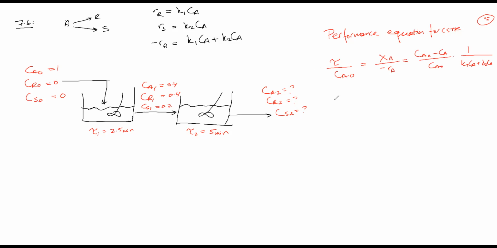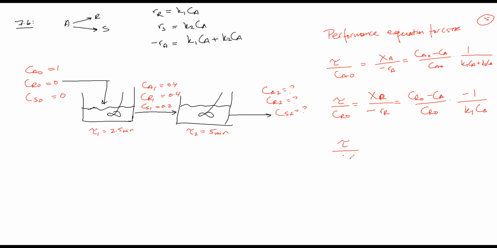Similarly, I can write the performance equation tau over CR naught is equal to XR over minus R, right? And this is the same thing, except I'm writing it in terms of R. In this case, this will be CR naught minus CA over CR naught multiplied by minus 1 over K1 Ca. And be careful of this minus 1, because since R is a product, the reaction rate is K1 Ca, which is positive. And here you must have a negative, so you get minus 1 over K1 Ca.